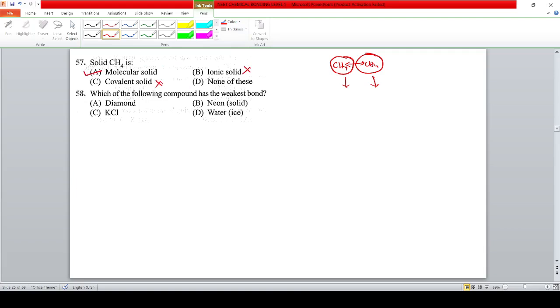It is a molecule. A is a molecule and B is another molecule. Both of them are methane. So this solid is called as molecular solid. Question number 58. Which of the following compound has the weakest bond?